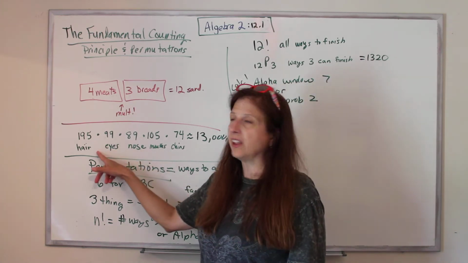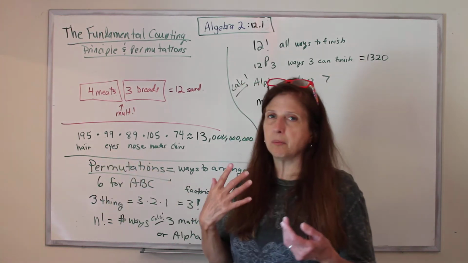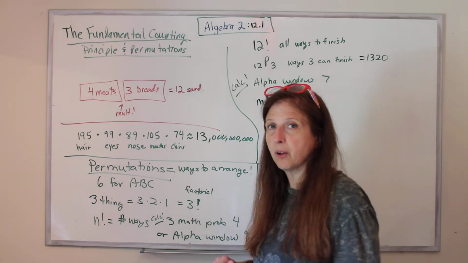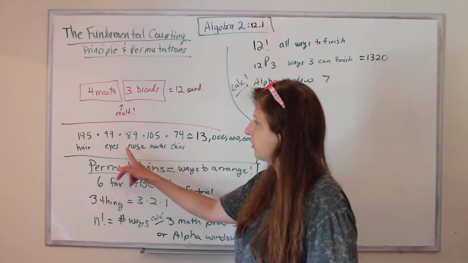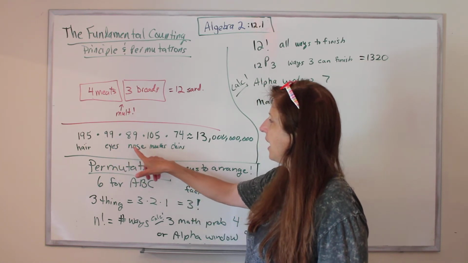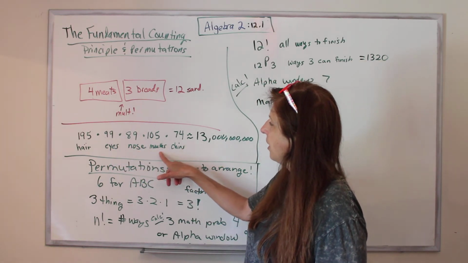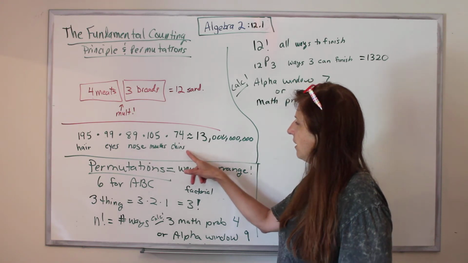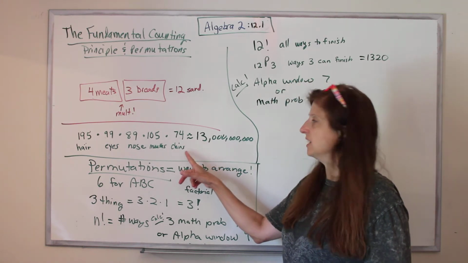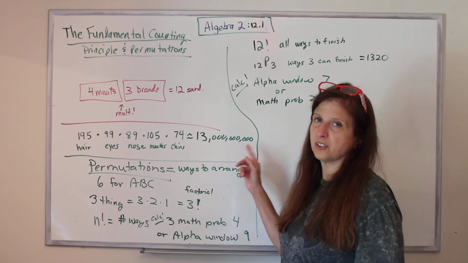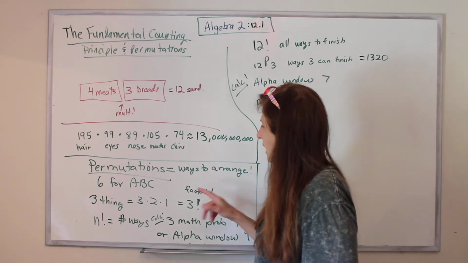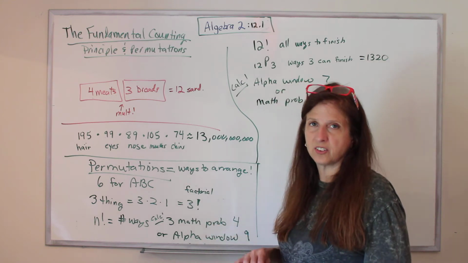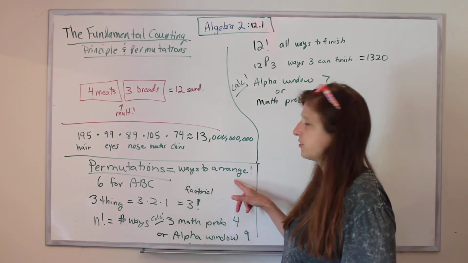The next thing is, here's an example. This is a police lineup to let the witness figure out what the perpetrator looked like. And it's got 195 choices for hairline, 99 for eyes, 89 noses, 105 mouths, and 74, I think it was, cheeks and chins. You multiply them all together, and the book tells you what it is exactly, but in general, it's a lot. Okay? Now, permutations is fancy math talk for ways to arrange.